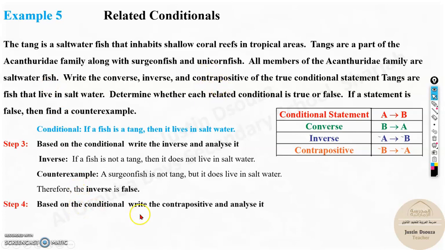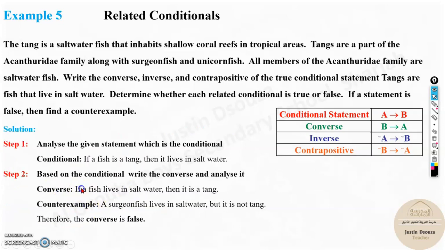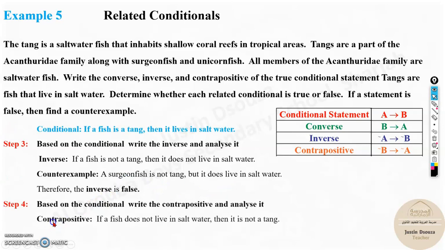Now, lastly, we will do the contrapositive part. So now contrapositive is negation of the converse, negation of B and A. That is, to write the contrapositive, it is best you go back and see what was the converse. So if a fish does not live in salt water, then it is not a tang. That is the thing. Now let's write over here. See, contrapositive is if a fish does not live in salt water, then it is not a tang. This is true.